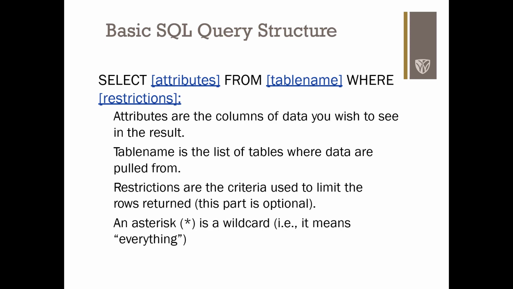Our basic retrieval or SQL query retrieval structure is select some attributes from one or more tables where certain restrictions apply. So the attributes are the columns we're interested in retrieving and seeing in the result. The table name is the list of tables where the data is being retrieved from. And then restrictions are criteria that says, okay, we only want certain records or certain rows. An asterisk is basically a wildcard. So if you say select asterisk, it means I want to select all attributes from that table.